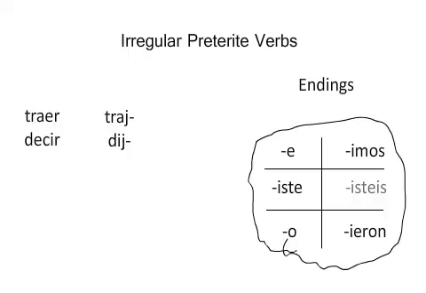Two other verbs that use very similar endings are traer and decir. There's going to be one exception though. Instead of ieron as their ending, they use eron. So you'll have to write these down separately in your notes. Notice that these change their stem as well. So we have, for instance, traje, trajiste, trajo, or dije, dijiste, dijo, dijimos, dijistes, dijeron.